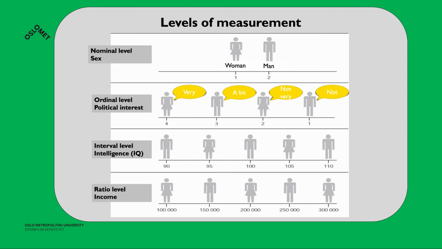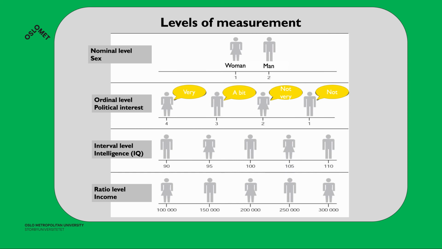Let's get these levels of measurement illustrated. At the nominal level, for example, is sex: woman, man. At the ordinal level, that can be political interest: very interested, a bit interested, not very interested, not at all interested. But you cannot say that very interested is twice as interested as not very interested. That doesn't give any meaning. But with IQ or intelligence, you can say that 100 is twice as much as 50.